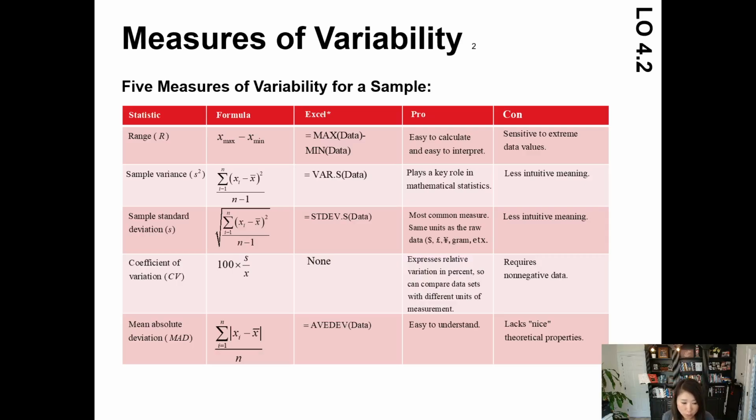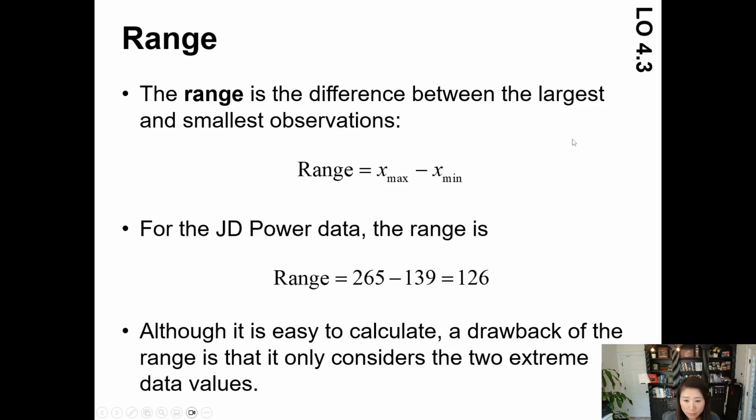And then the last one is called the mean absolute deviation. That is very easy to understand, but the negative is that it lacks nice theoretical properties. In daily work, what I most often see is the sample standard deviation, and then occasionally I see the coefficient of variation. But in this class, we're going to cover everything. Okay, so first, starting with the range.